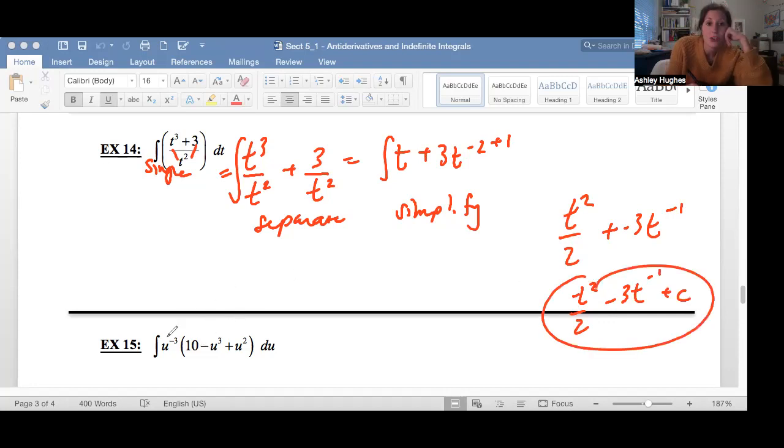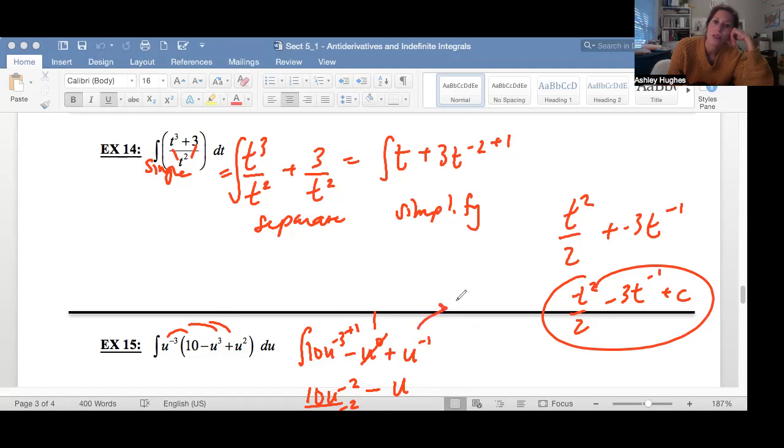And this one, you're going to want to distribute into those so you can do the power rule. So that would be 10u to the -3 minus u to the 0, because we're going to add the exponents, and then plus u to the -1. Now, u to the 0 is just 1. So the integral of 10u to the -3, you add 1, so it becomes -2 divided by that -2. And then minus the integral of 1 is just u. And then u to the -1, that's 1 over u, and that would be the natural log of u. And then I could simplify that and say -5 u to the -2 minus u plus natural log of u plus c.